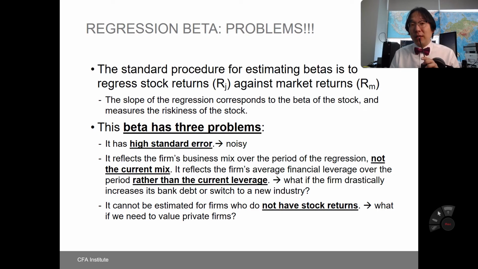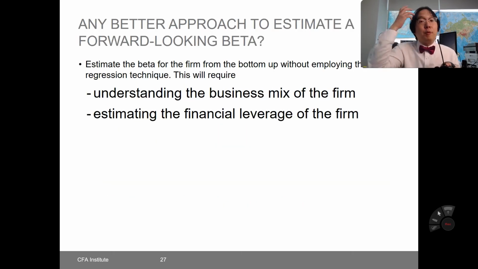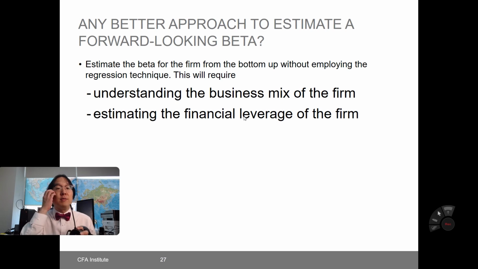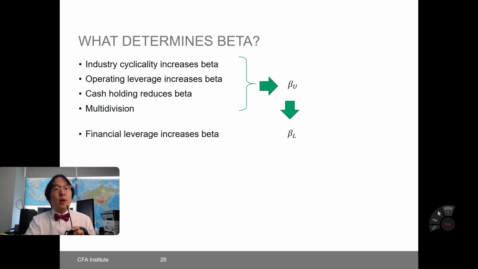So if you are a venture capitalist, or again, private equity people, you will deal with a lot of private companies not listed in the stock market. So the regression beta in that sense will not be available to you in the first place. So there is a problem. Finding a better approach to estimate a forward-looking beta is a challenge. Estimate the beta for the firms from the bottom up without employing the regression technique. This requires understanding the business mix of the firm and then estimating the financial leverage of the companies. What determines beta then will be a big question there.